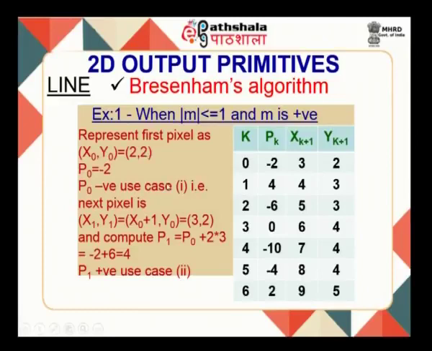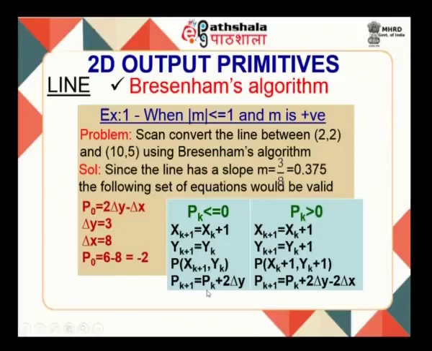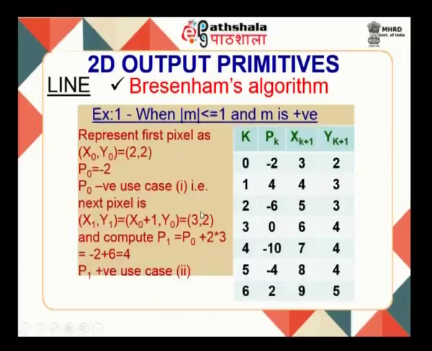For the next decision parameter, which is p1, compute p1 using the equation P0 plus 2 delta y, because we are in this case. So, P0 plus 2 delta y, that is P0 is nothing but minus 2 plus 2 into delta y is 3. So, minus 2 plus 6 is 4. So, the next decision parameter P1 is positive. So, P1 is positive means k is equal to 1, P1 is 4.